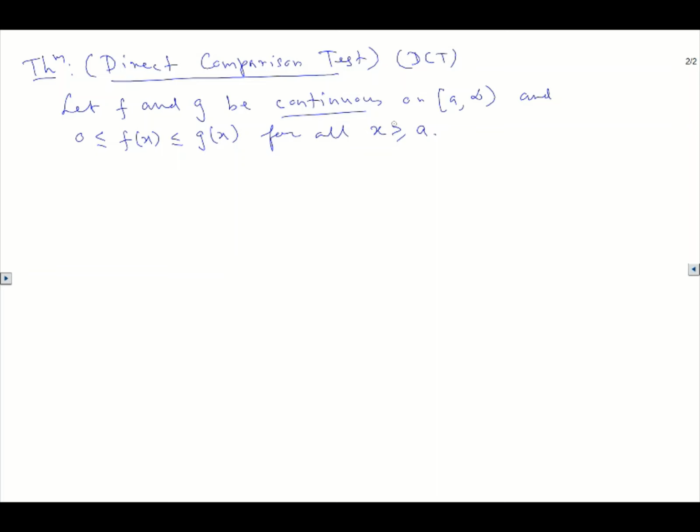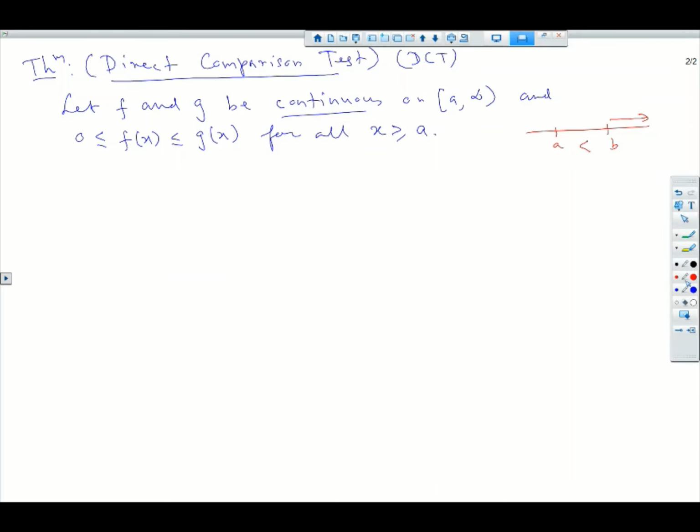But you can ignore some numbers from a. Even if this is true only after a certain number, so let's say a is here, but b is somewhere here, and the condition is valid after this, that's still okay. As a theorem we just write a, but it can be true after a certain number which is greater than a.